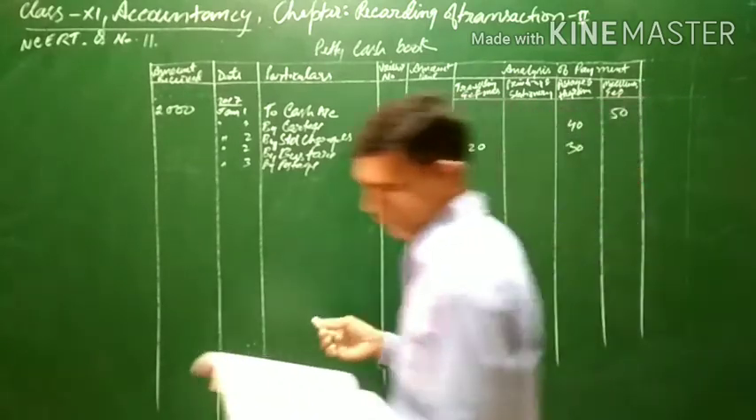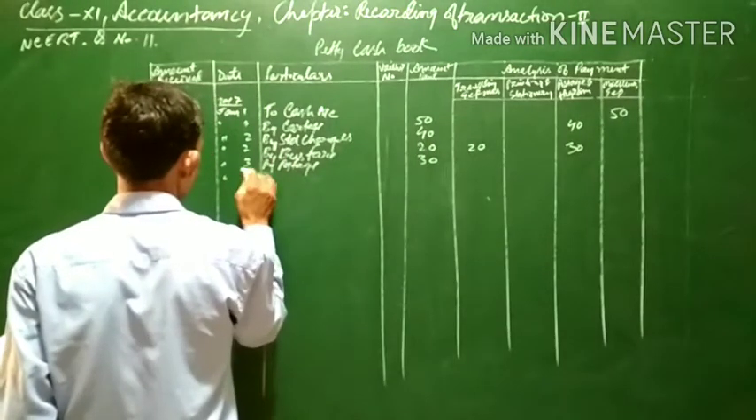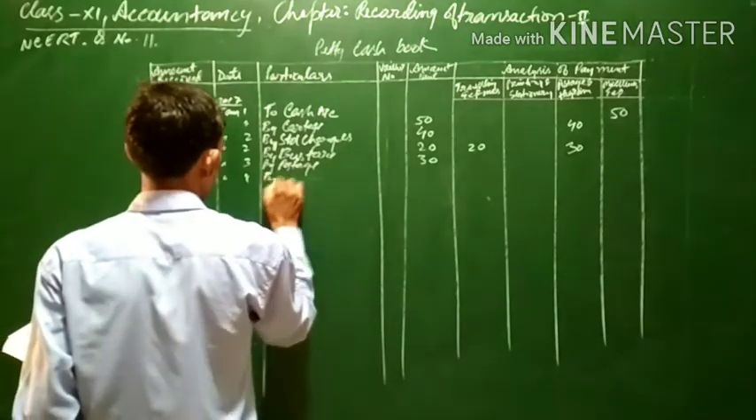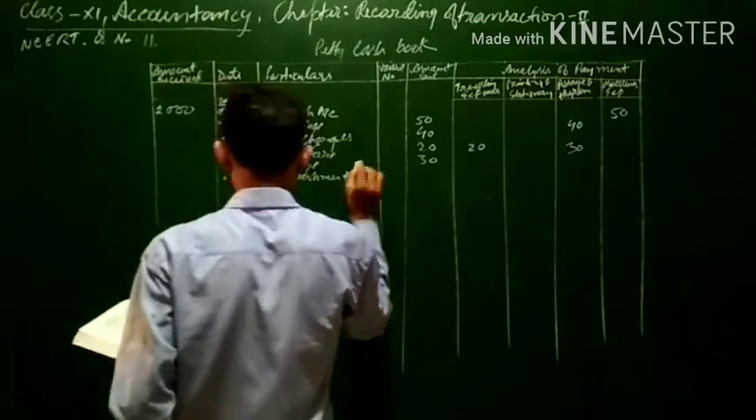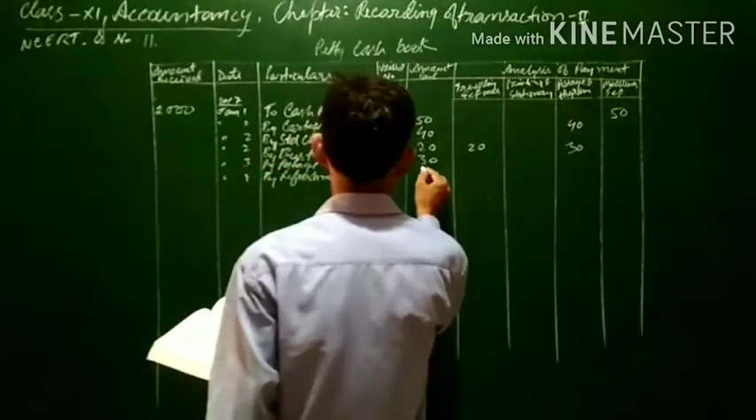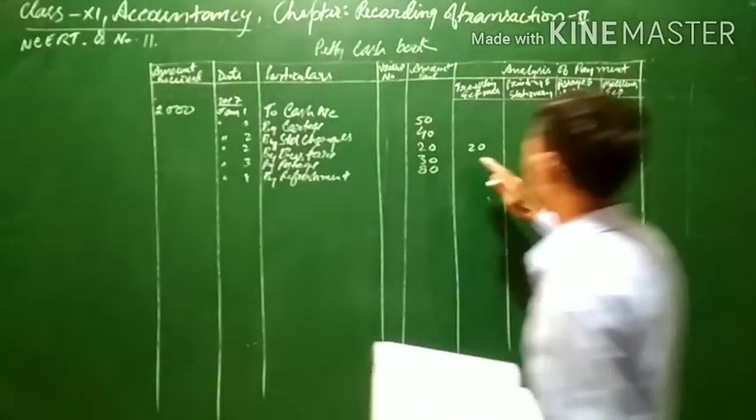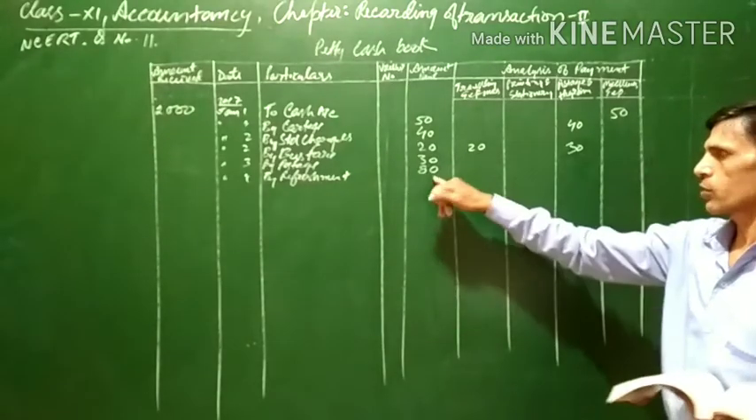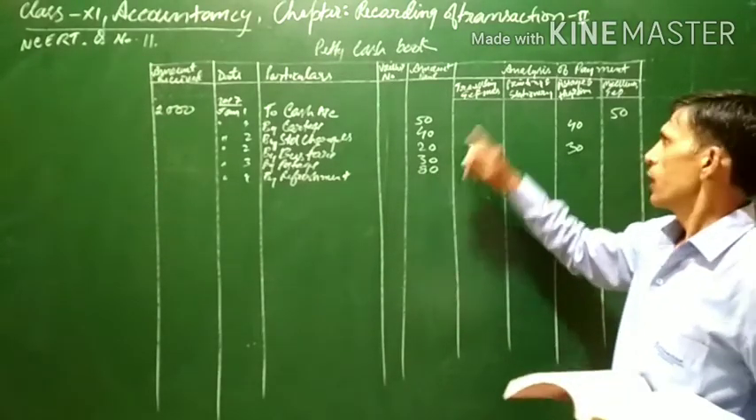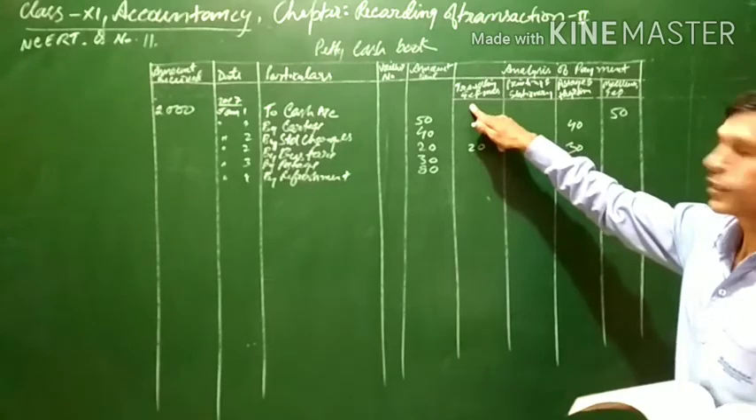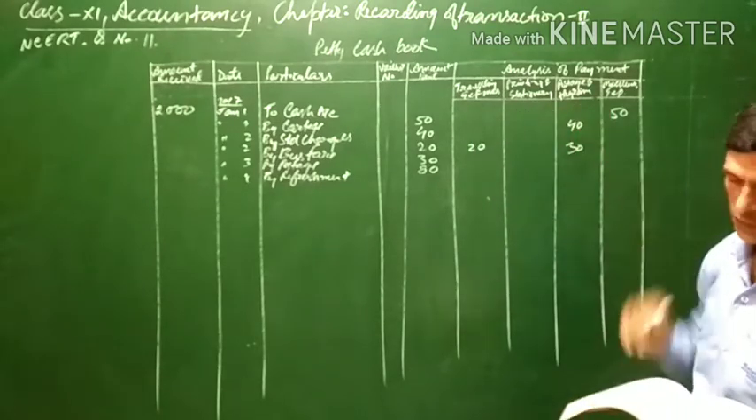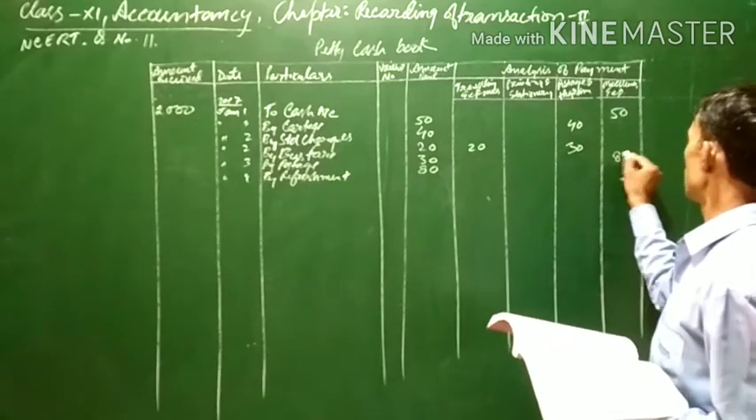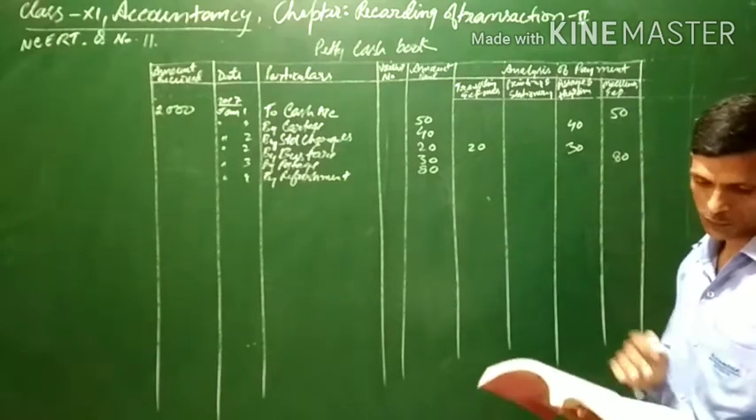Again, refreshment for employee on 4th, "By refreshment." The amount is 80 rupees. Since it is related with food, tea or snacks, and nothing is mentioned in ordinary traveling, it will not find any place in printing and stationery, or postage and telegram, so it will be written in the miscellaneous column.